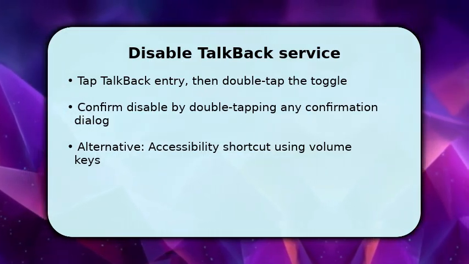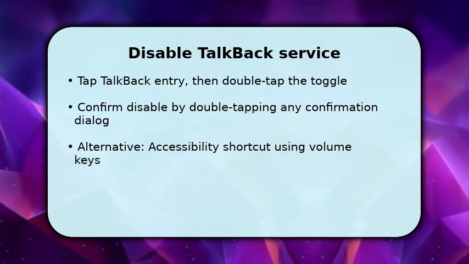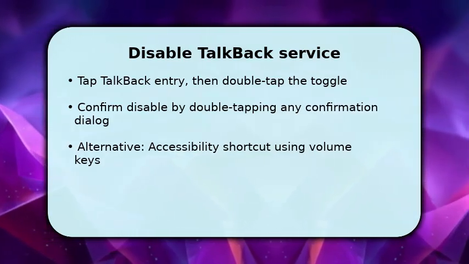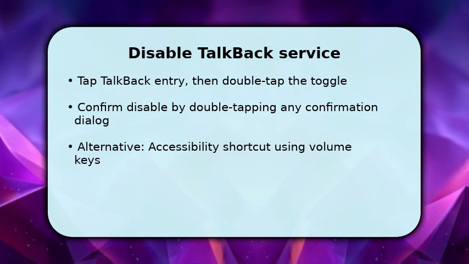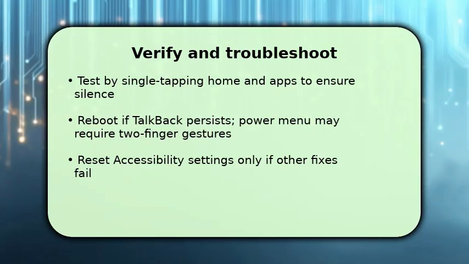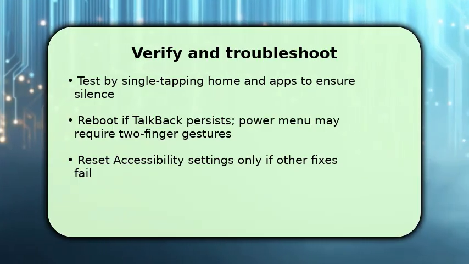After disabling, the phone will stop announcing items and normal single-tap navigation returns. Make sure to wait a second after toggling so the service fully stops. Finally, verify Talkback is off by single-tapping the home and app icons. There should be no spoken feedback.